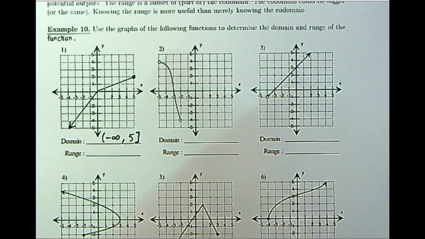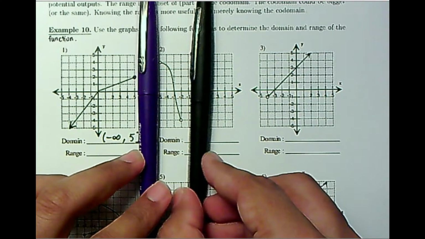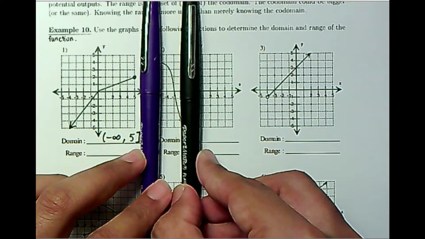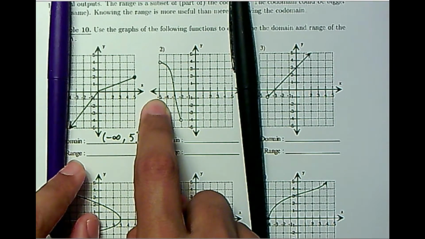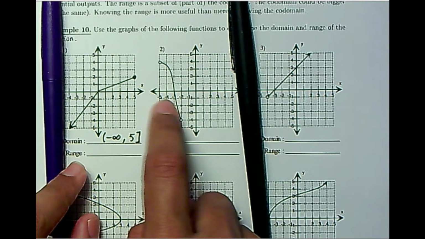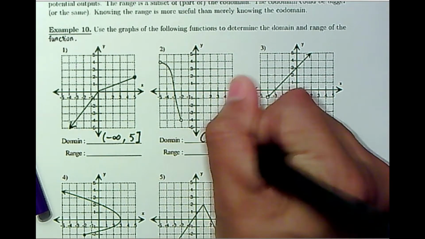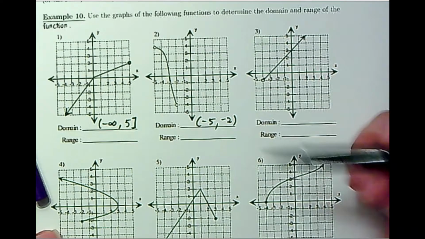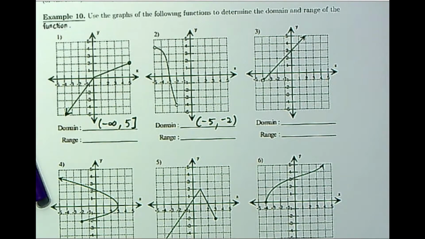The graph is sandwiched between, right, the graph starts right there and ends right there. So that is the horizontal span of the graph. That is the domain. So the domain of this graph starts at -5, not included, and then goes all the way to -2. So it's from -5 to -2, and again parentheses because neither of those is included. And that's the domain of that.